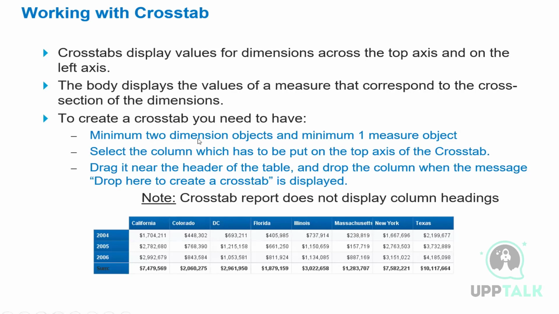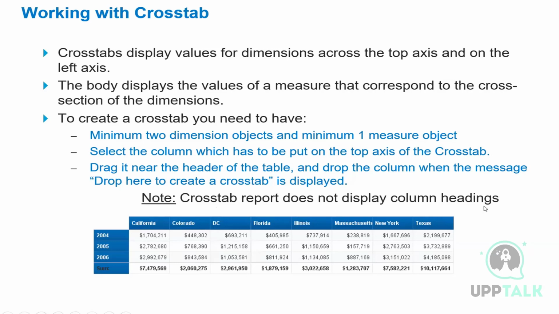To create a cross tab, we need to have a minimum of 2 dimension objects and a minimum of one measure object. That is the minimum; if we have multiple measures or multiple objects, we can add. Select the column which has to be put on the top axis of the cross tab, drag it near the head of the table and drop the column. Instead of doing this, we can right click on the cross tab layout and assign data: what should be the row, what should be the column, and what should be the body.